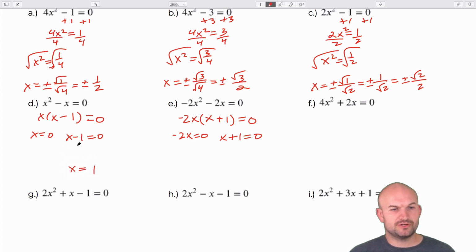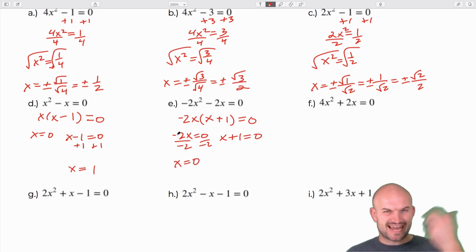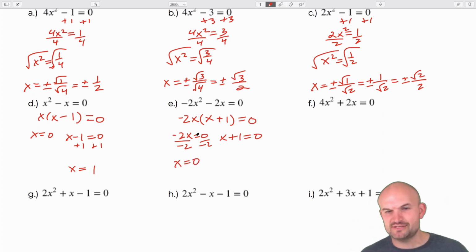Again, all I was simply doing is adding a 1 to both sides, okay? So here, you're going to divide by a negative 2, but you're still going to get x equals 0. So you can see that negative 2 is a scalar. It doesn't actually change my 0 here. In this case, I'll subtract a 1 on both sides, and x equals negative 1.